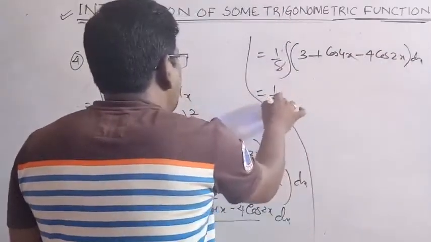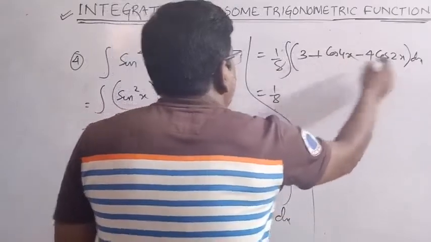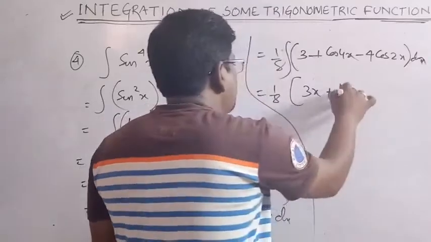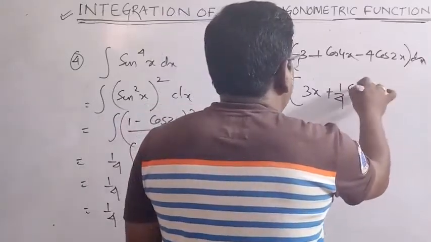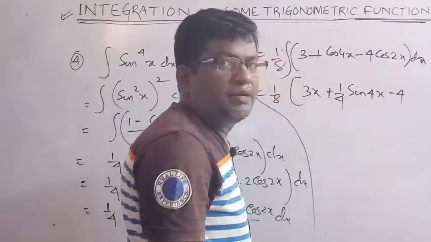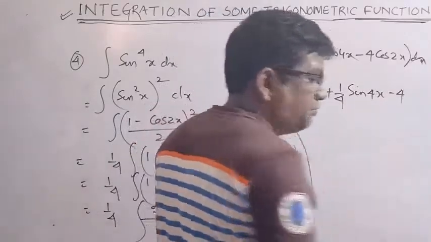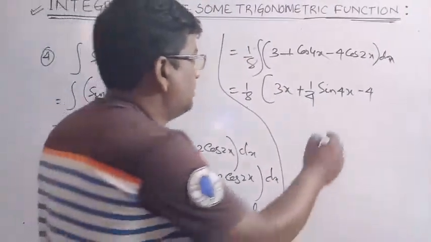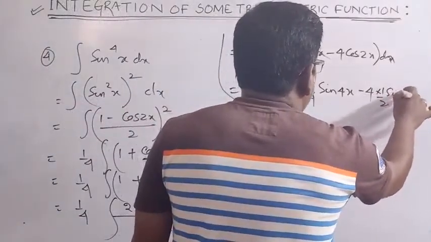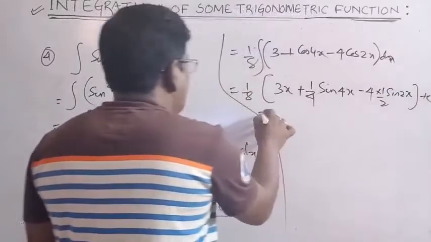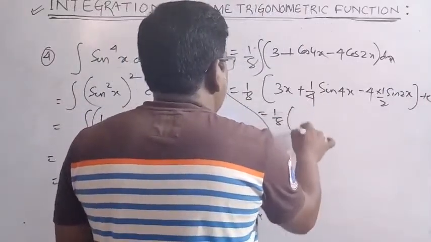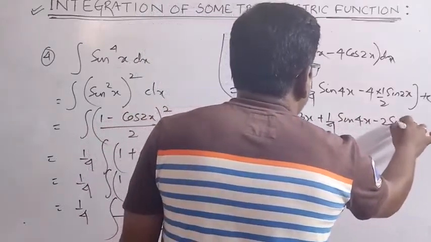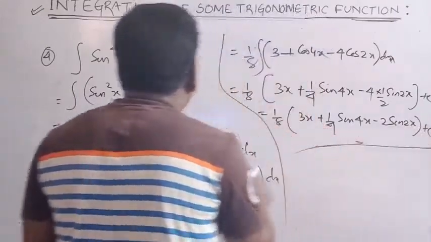This is equal to 1 by 8 integration of 3 dx means 3x, integration of cos 4x means 1 by 4 sin 4x, minus 4 into integration of cos 2x. Integration of cos 2x means what? That is equal to 1 by 2 sin 2x plus c. So 1 by 8, this is equal to what? 3x plus 1 by 4 sin 4x minus 2 sin 2x plus c. This is the answer of question number 4.